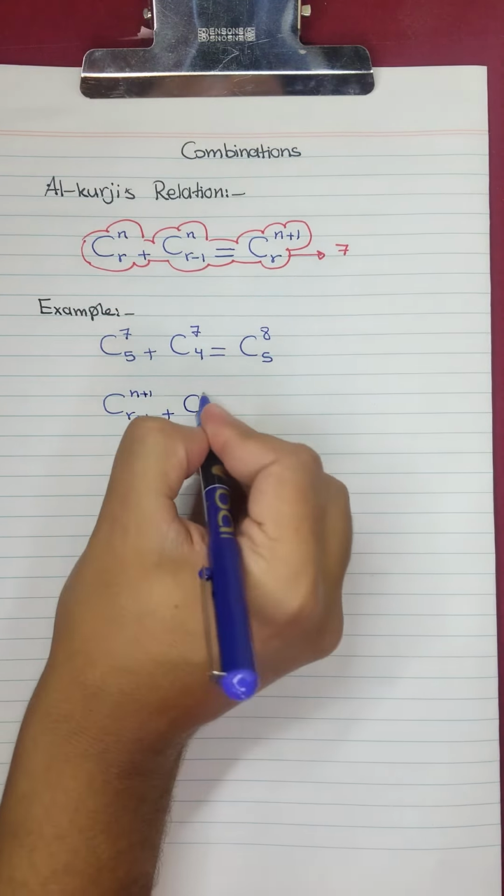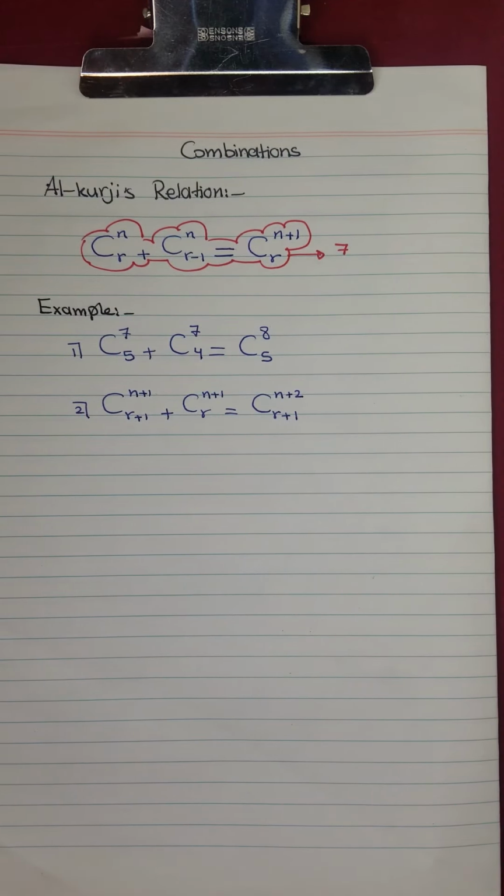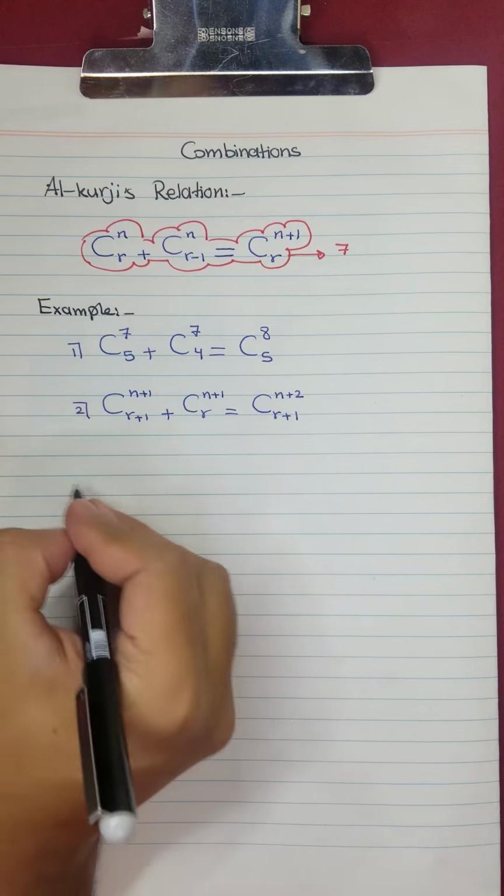And let's end it with the last property. Remember that in this class, we'll mainly focus on the properties of combinations. In the next class, inshallah, in the next video, we will solve a lot of examples with these properties. So the last property is the equality property.